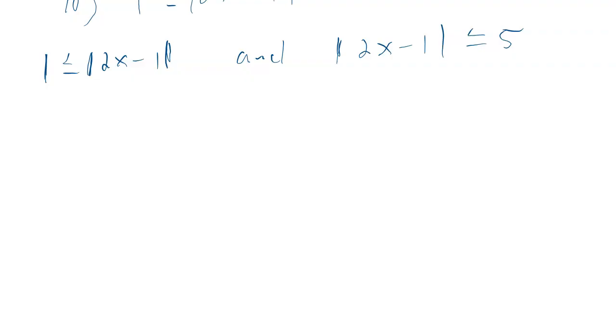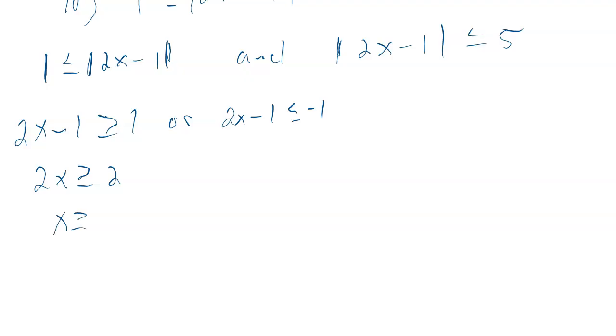Well, this means 2x minus 1 is greater than or equal to 1, or 2x minus 1 is less than or equal to negative 1. And then solve each one of these. So this is 2x is greater than or equal to 2. X is greater than or equal to 1. Or 2x is less than or equal to 0. X is less than or equal to 0.